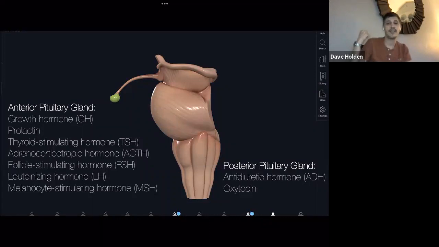The posterior pituitary just makes two hormones. It's your antidiuretic hormone, which is used in water retention with the kidneys, maintaining water balance, and oxytocin. Do you guys know another name for oxytocin? Have you heard of this one before? Is someone else going to say it? No one's going to beat me to it. Oxytocin is the love hormone.